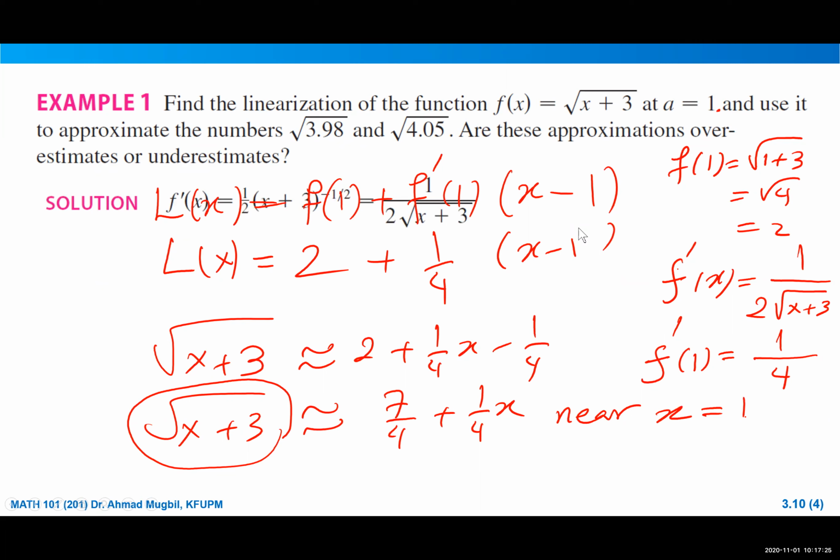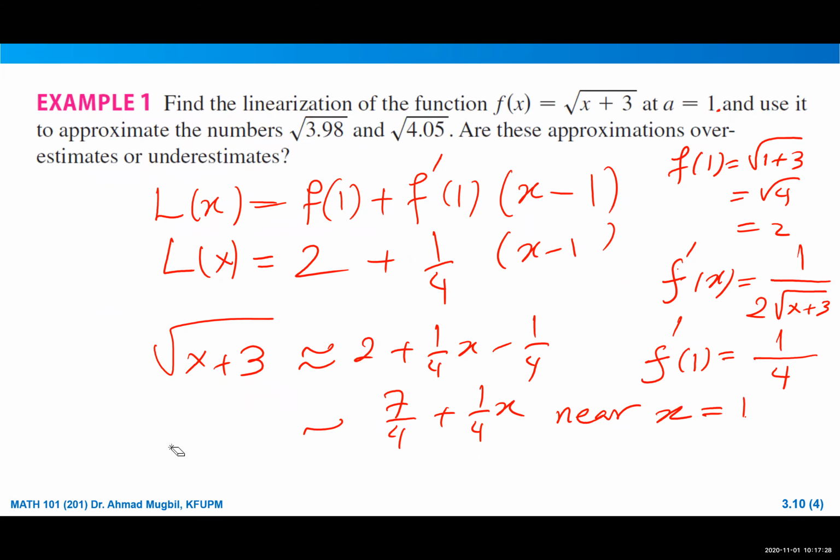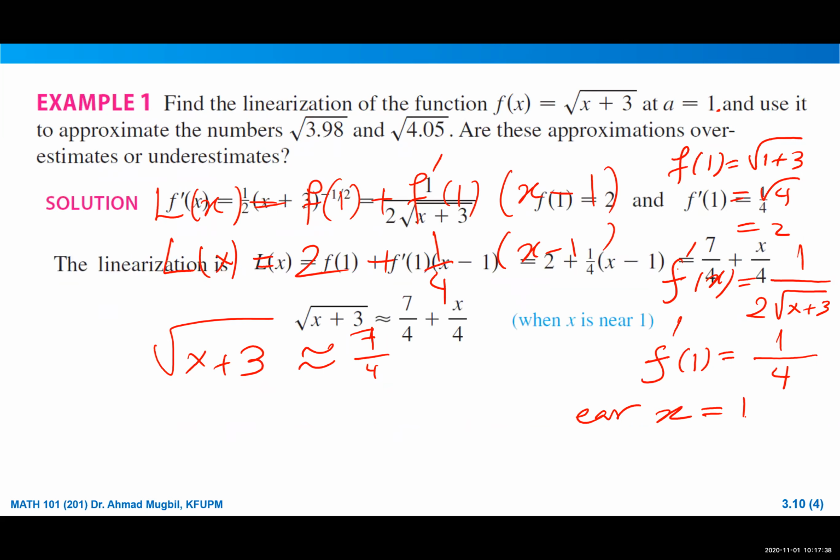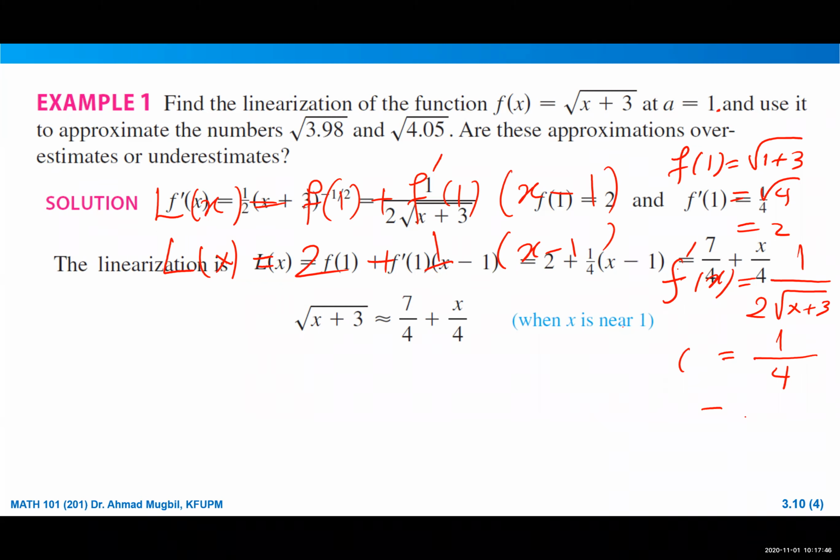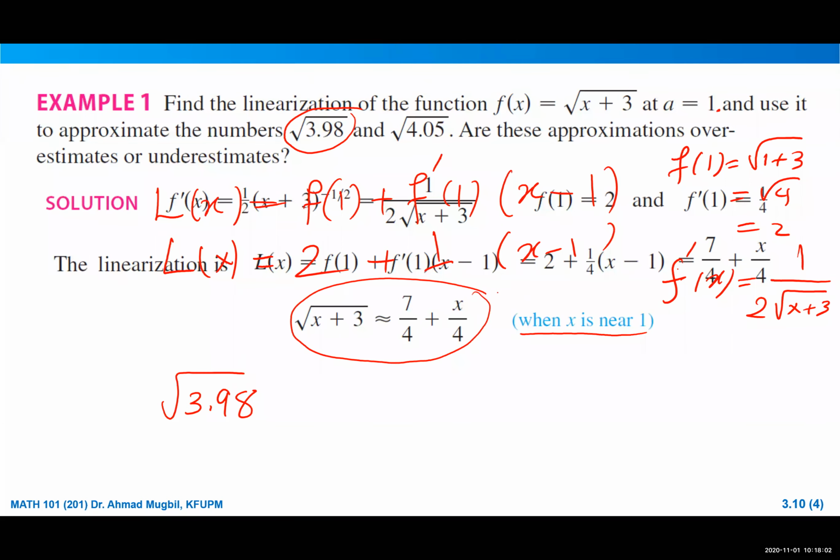So now how to use this fact? We have that this is approximately 7 over 4. Here it is: square root of x plus 3 equals 7 over 4 plus x over 4 when x is near 1, not in general. Now, how to use this to approximate this radical? You cannot evaluate this radical manually without a calculator, but with the help of this approximation, you can.